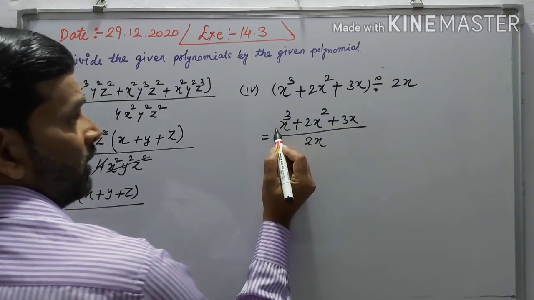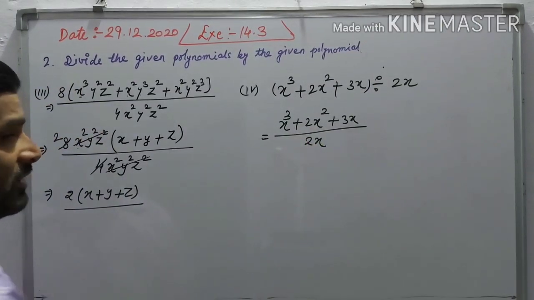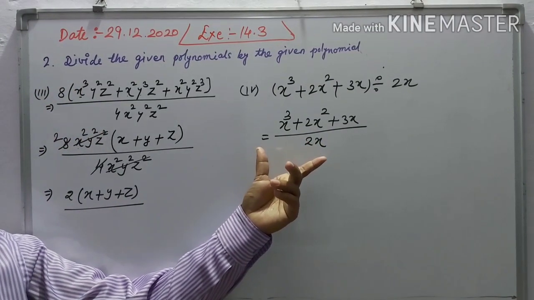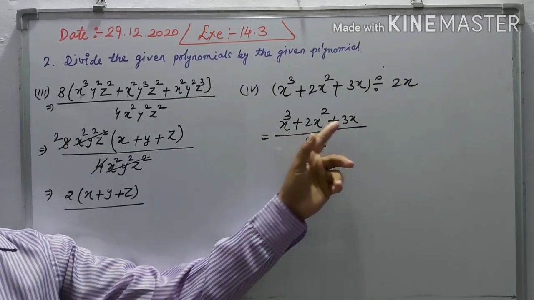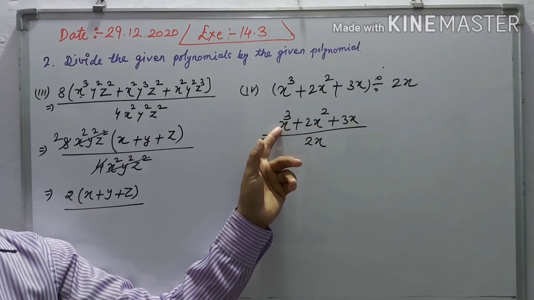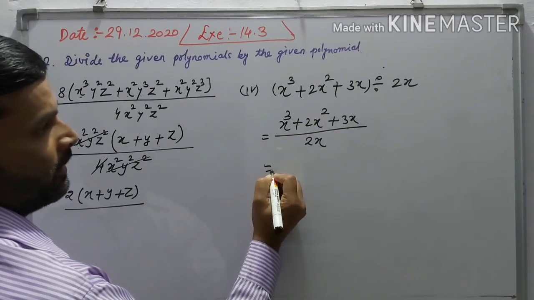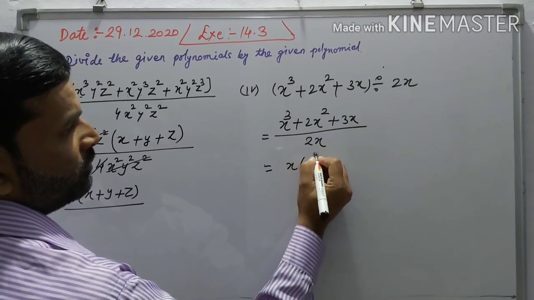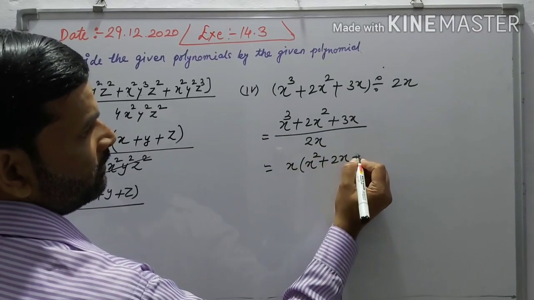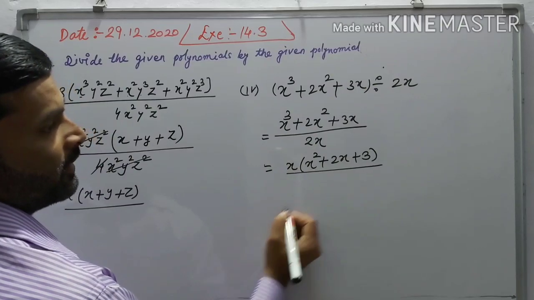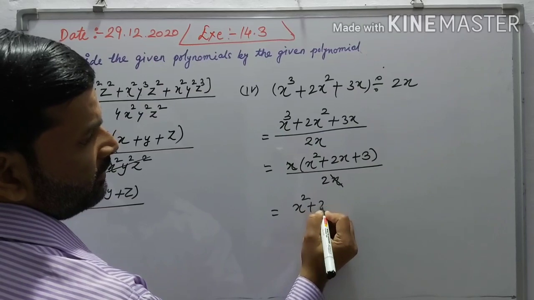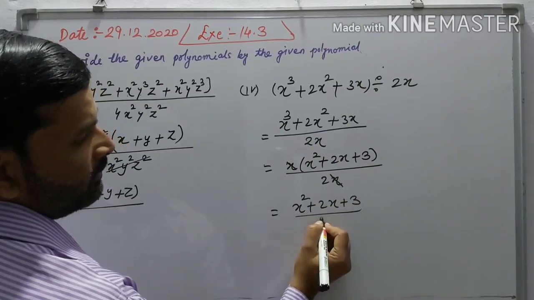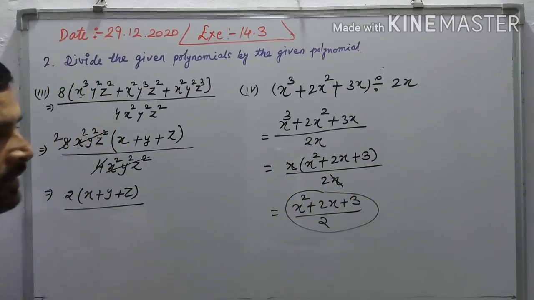Here the constant values 1, 2, 3 are not common, but the variable is x, with x^3, x^2 and x. So x is common in all 3 terms, and x common gives x^2 plus 2x plus 3, and x cancels with 2x, giving x^2 plus 2x plus 3 upon 2, the answer after division.